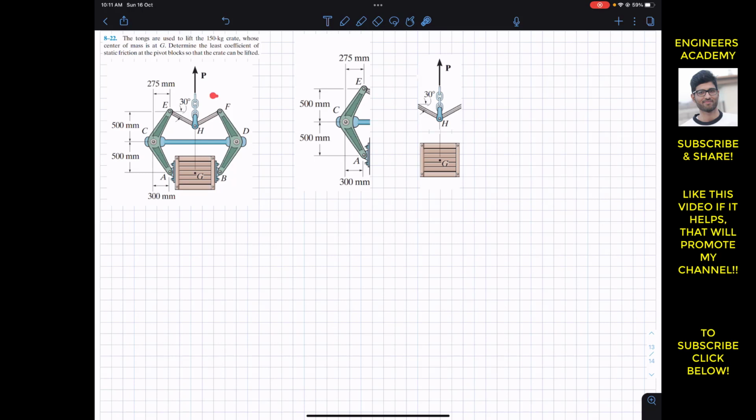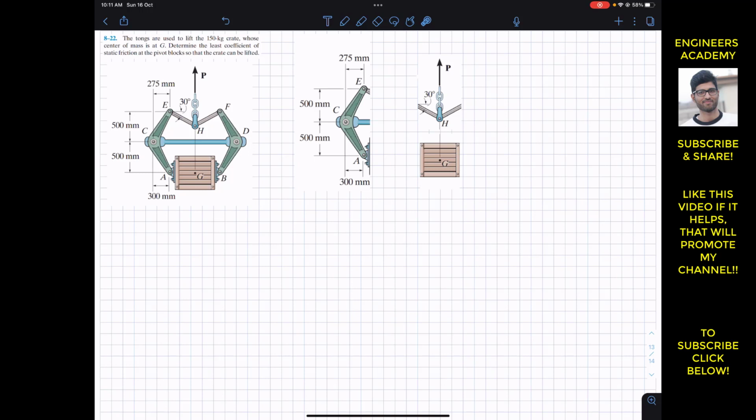So now we have this tong and it is used to lift this 150 kg crate, and here the external force is applied, which is P. So we have to find the coefficient of static friction at these points A and B. So now it's a kind of a design problem, right?